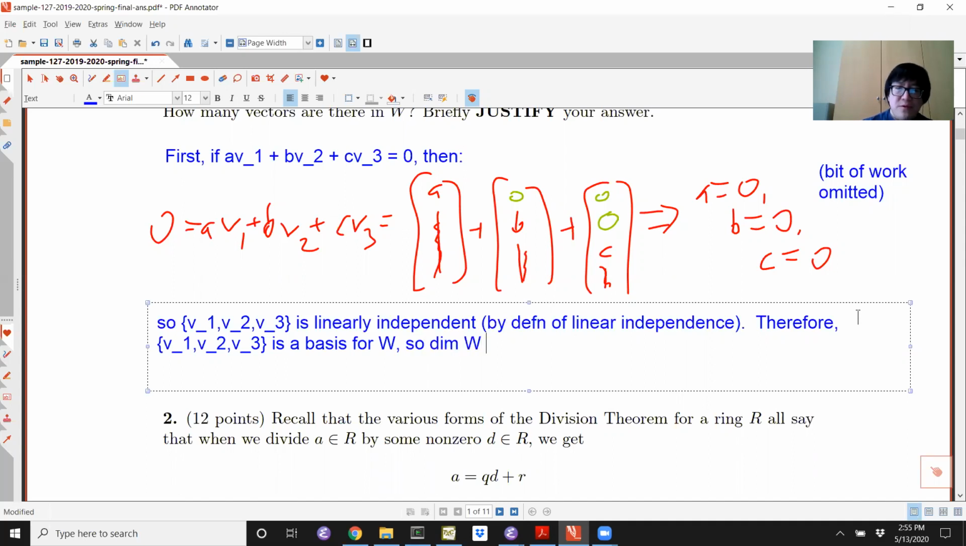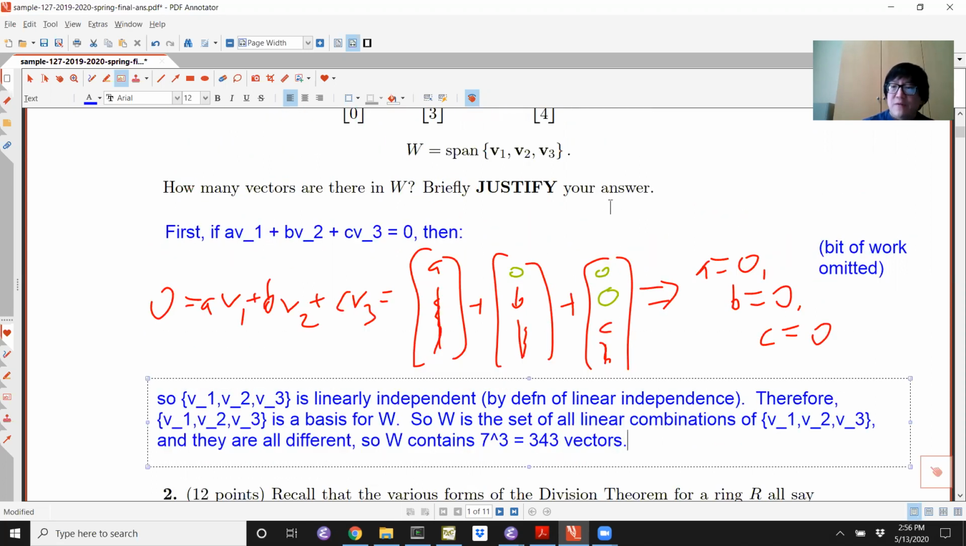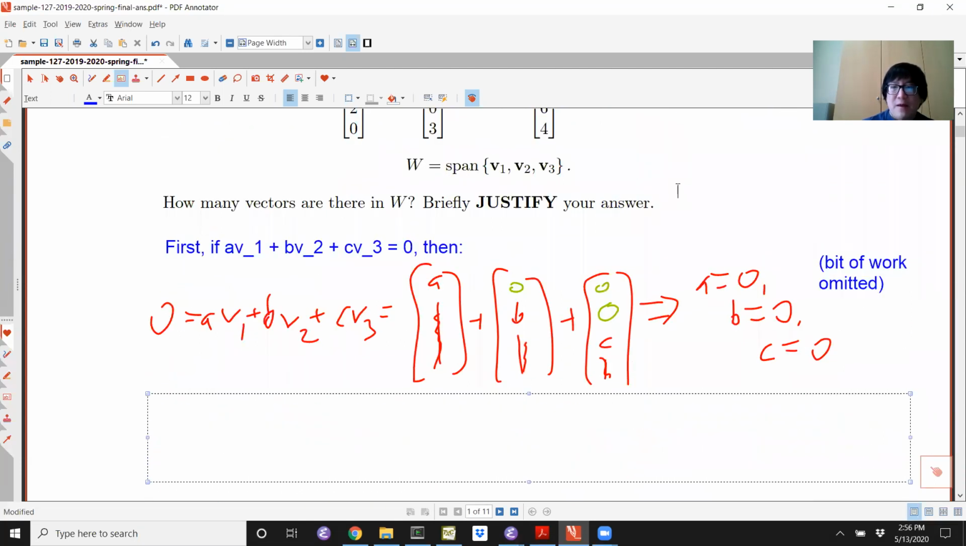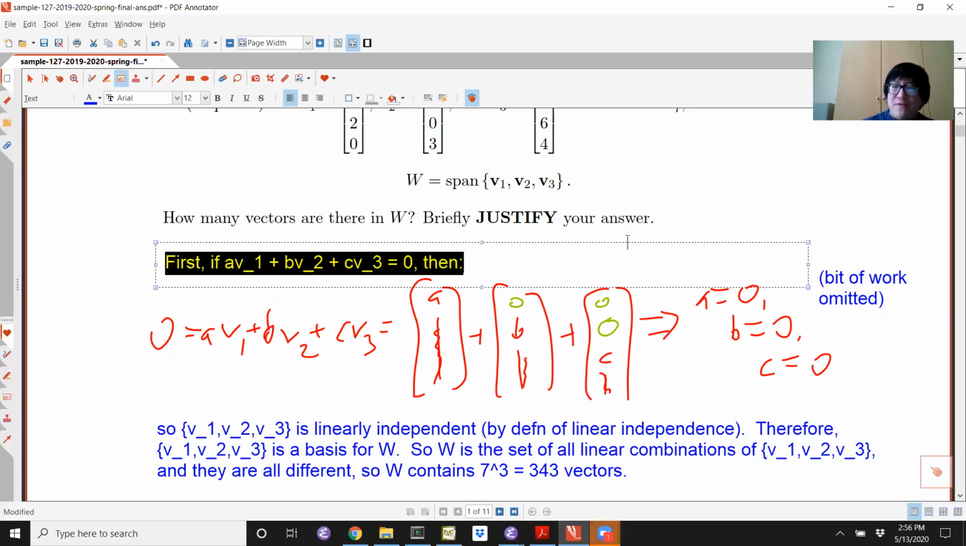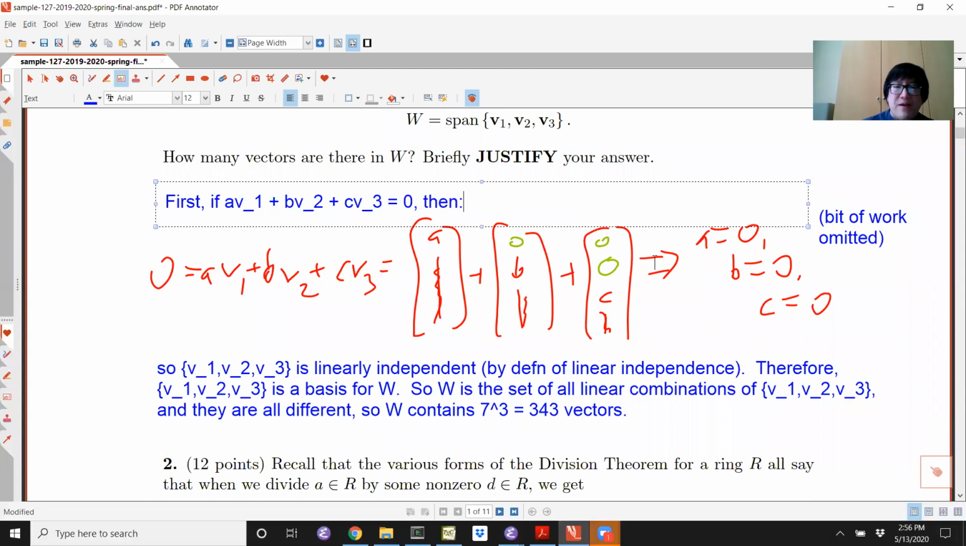The dimension of W equals 3. Well, actually, all you need is a basis for W. So W is the set of all linear combinations of v1, v2, v3, and they are all different. So W contains 7 cubed vectors, which happens to be equal to 343. Is that right? Yeah, 343. And the 7 comes from the fact that the coordinates are taken mod 7, or that you're working over the field F7. All right, and by the way, everything below here is just junk, and the 5 actually plays no role in this problem.